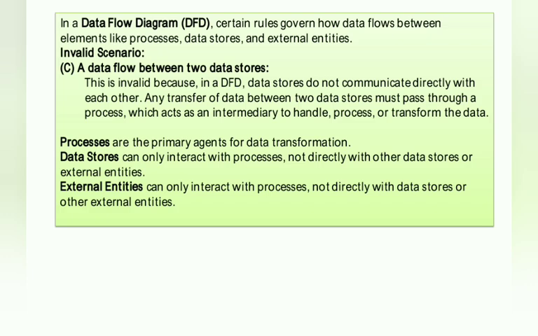What is meant by process, data stores, external entities? Processes are the primary agents for data transformation. Data stores can only interact with the process. They cannot directly interact with other data stores. And external entities can only interact with the process. They do not directly interact with the data store or external entities. So if you want to communicate, we have to use the process for data transformation. Okay.